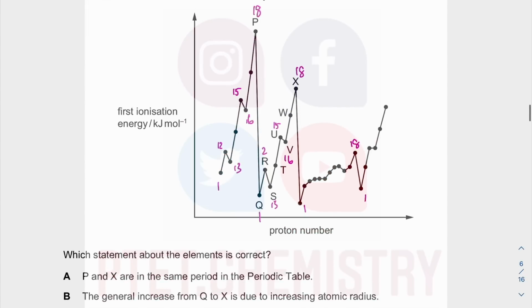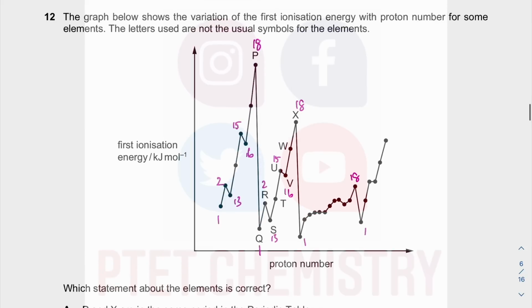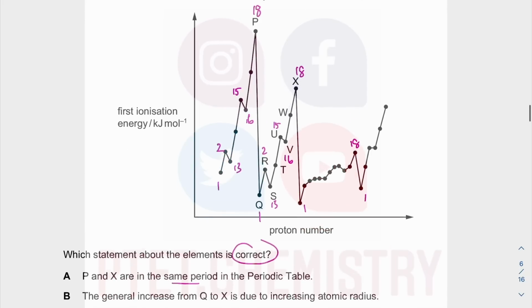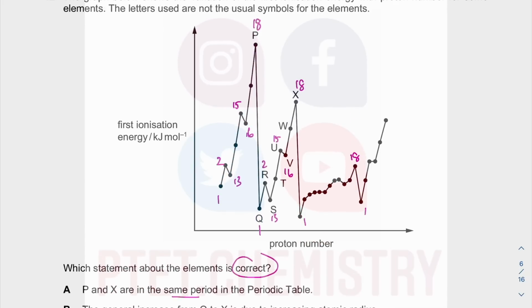But I've just filled in the group number based on the very apparent trend. The first drop between, I don't mean 12, I mean 2. The first drop between group 2 and 13, second drop between 15 and 16, and then the drastic drop because when you fill in a new shell, which is further away from the nucleus and therefore more shielded. So P and X are in the same period. Well, P and X are not in the same period, they are in the same group.